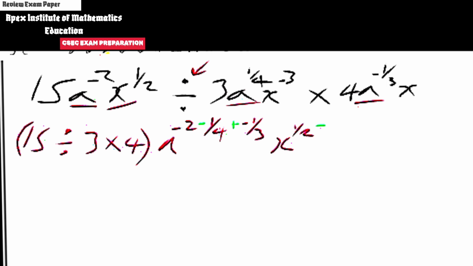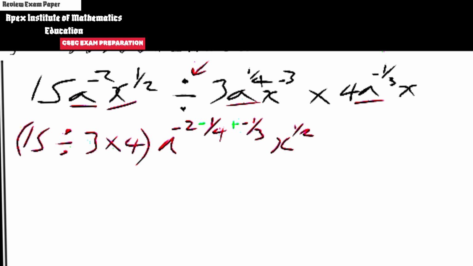I'm trying to color code my teaching here, guys, so it's easy for you to follow. Quarter. And then over here I'm going to be multiplying, so I'm going to be adding. All right, so we have the first power is a half, the second power is, I think I made an error, guys. You might have seen that.